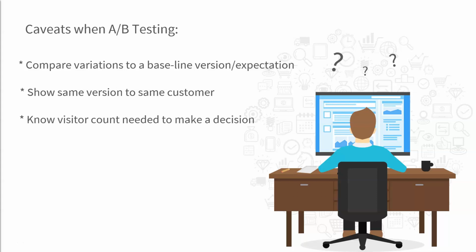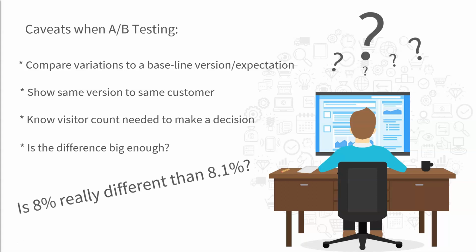Also, you need to keep track of the visitor count needed in order to make a decision. So this is determining sample size. Certainly you wouldn't make a decision based upon 3 users, but would 100 be enough? How about 1,000 people? We'll discuss sample size software, or software that'll handle sample size estimation for us, later on. But for now, just know it's something that needs to be tracked. And finally, is the difference even big enough? Is 8% really different than 8.1%? So are you declaring something a winner that statistically is so noisy that we don't actually know whether it was a winner or not?